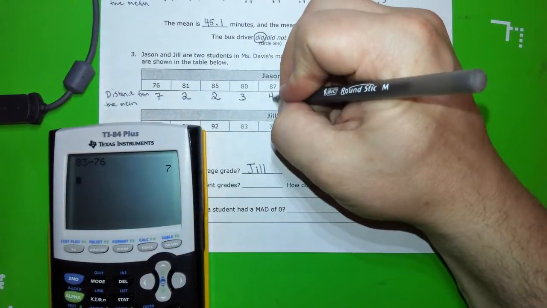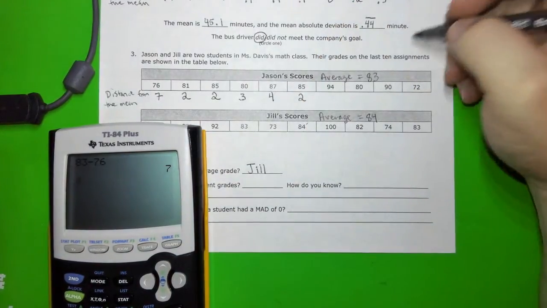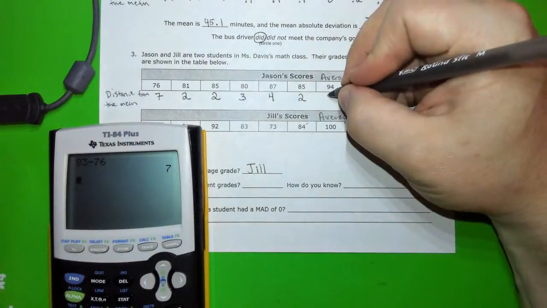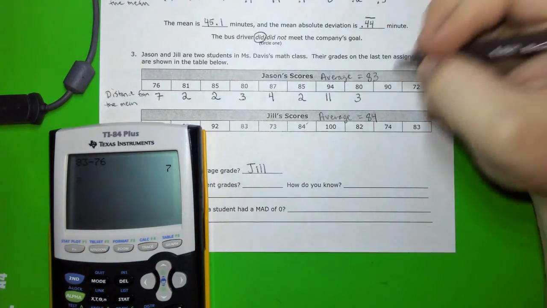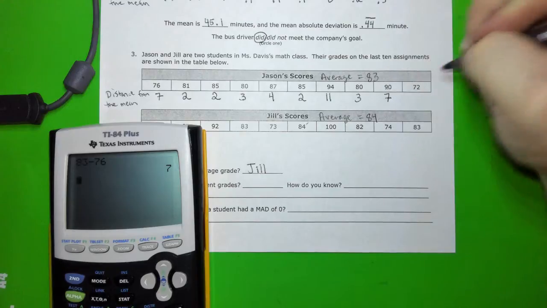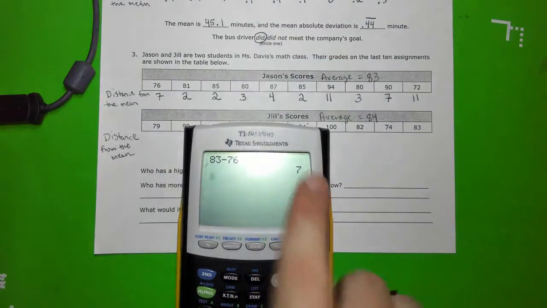83 to 85, that distance is 2. 83 to 94, that distance is 11. 83 to 80, that distance is 3. This distance is 7. And this distance is also 11. Okay, so I've got all my distances, and now I'm going to find the average of them.